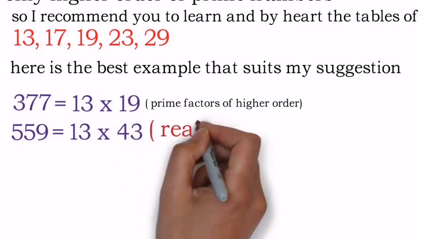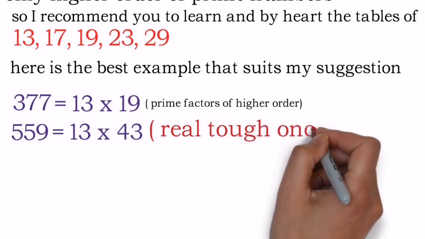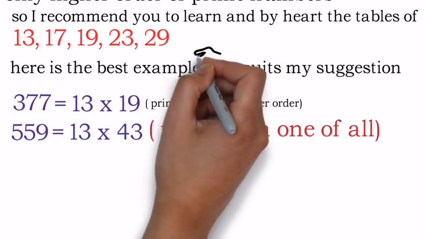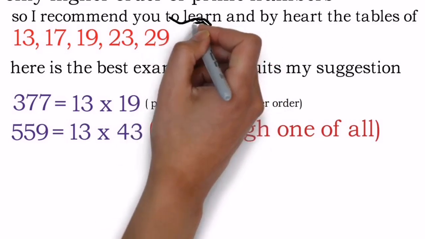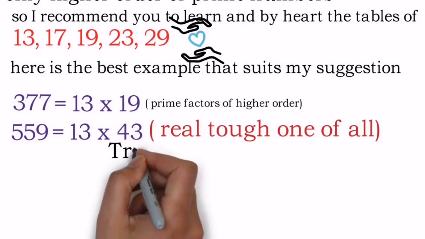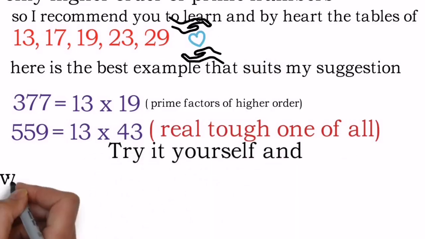Okay, so the best way is to learn the tables of 13, 17, 19, 23 and 29. And once you learn the tables, you will find that, see, check out over there, 13 is present in both the tables. So at least if you know the table of 13, then it becomes very easy to find the factors of them.